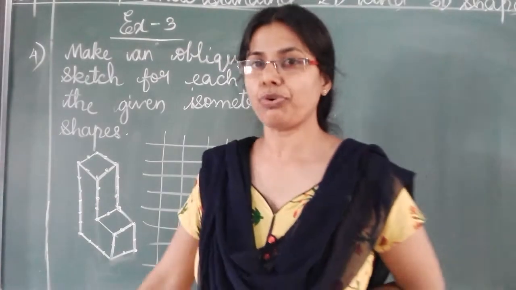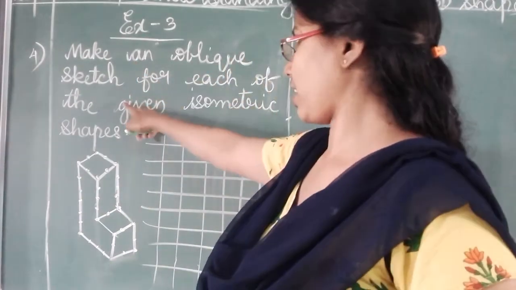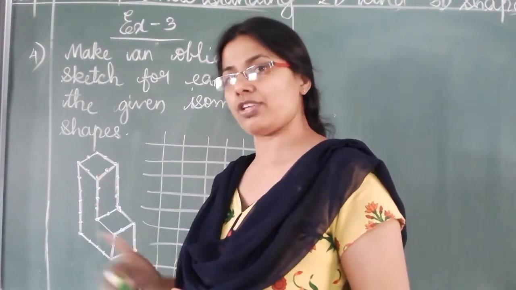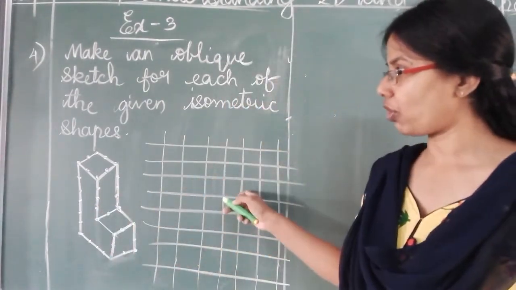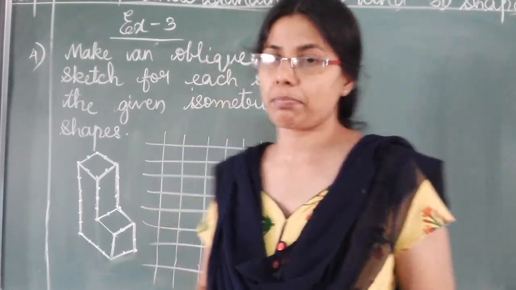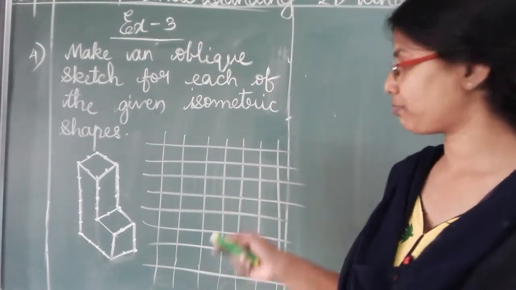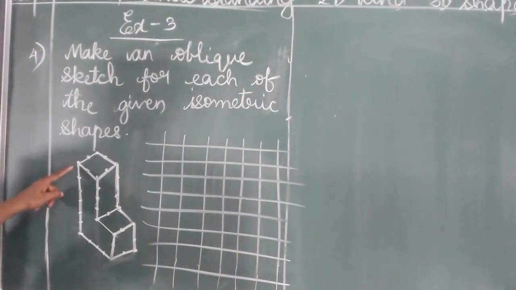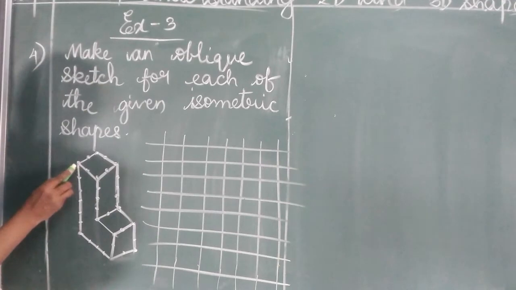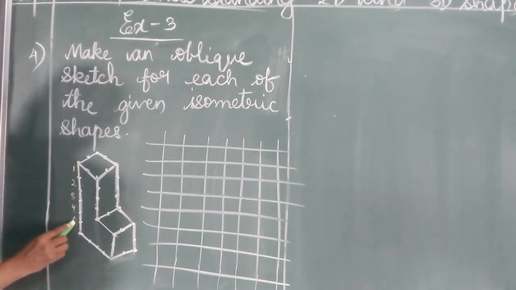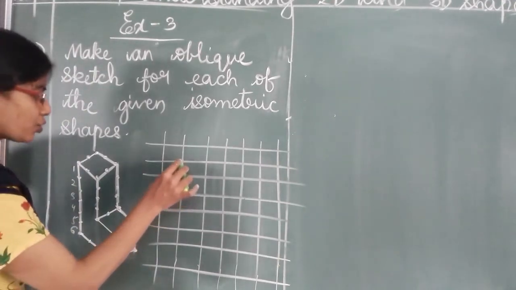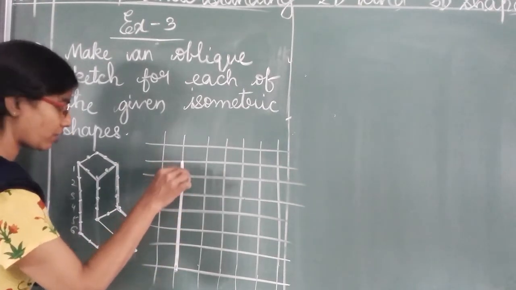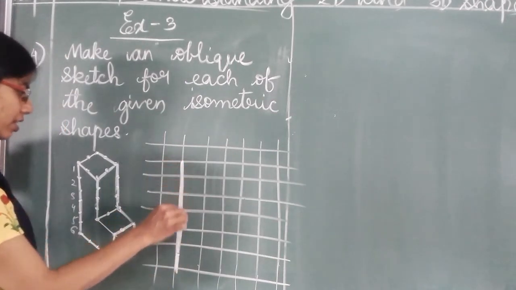So now let us do the fourth problem. Make an oblique sketch for each of the given isometric shapes. Here an isometric sketch is given and you have to draw an oblique sketch on the graph paper. This is my square sheet or graph paper, and now we are going to draw the sketch. Here you have to count 1, 2, 3, 4, 5 and 6. So let us join 6. From here to here 6 are there.